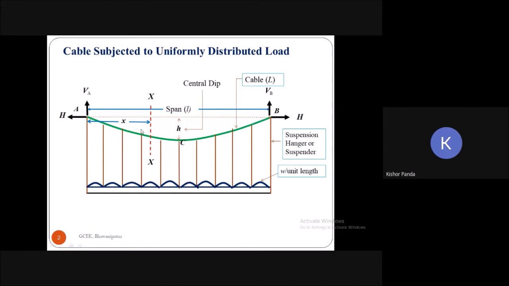This is the cable, and the length is capital L. This is the suspension hanger, also called the suspender. This is the uniformly distributed load W per unit length that is present throughout the length of the cable. And this is the central dip, the central dip H, and this is the midpoint of the cable.